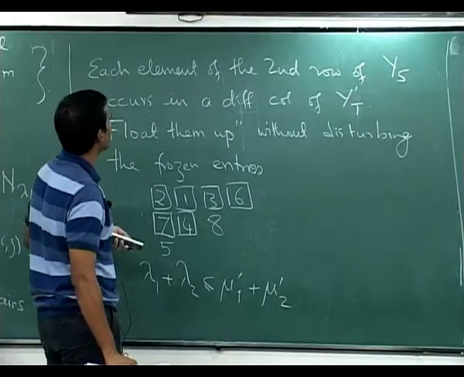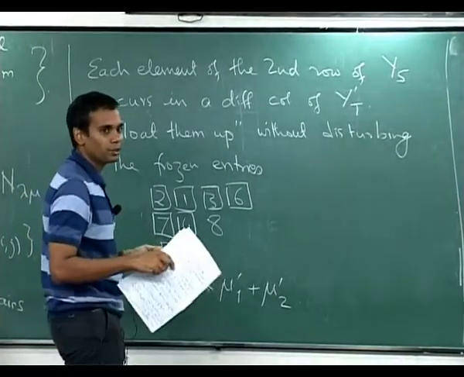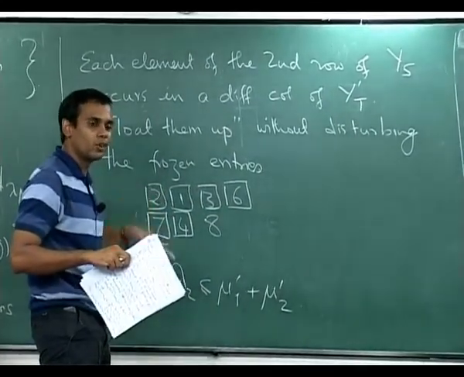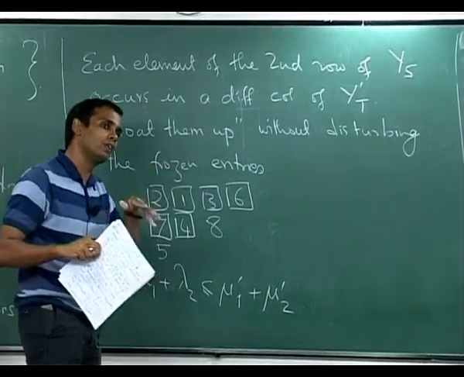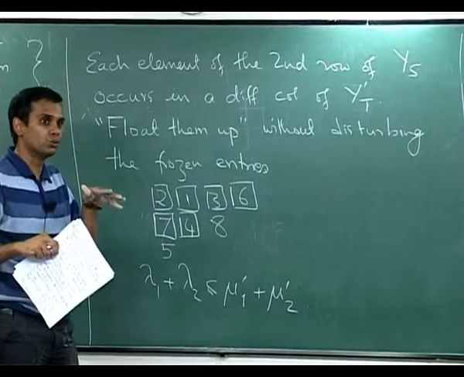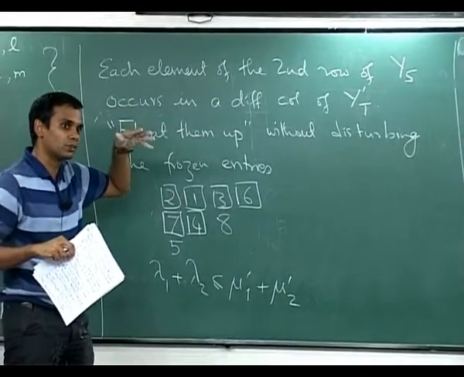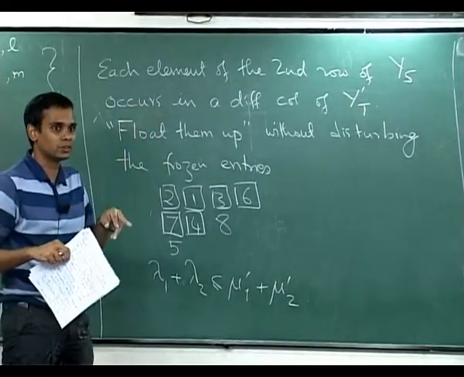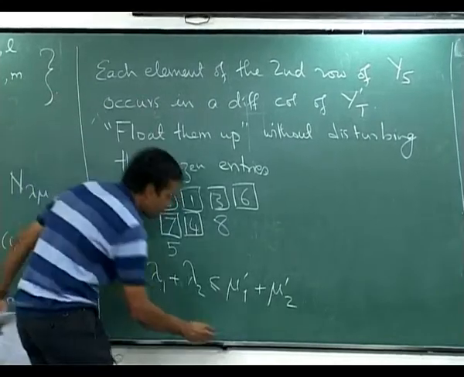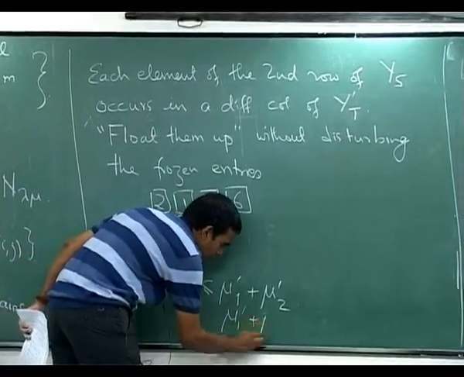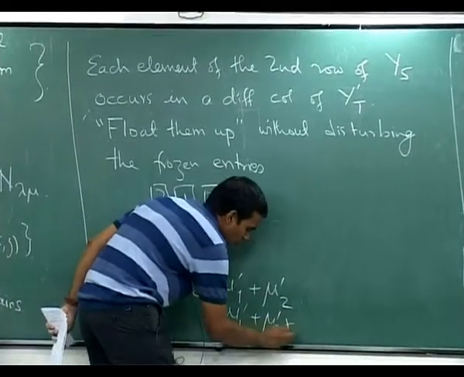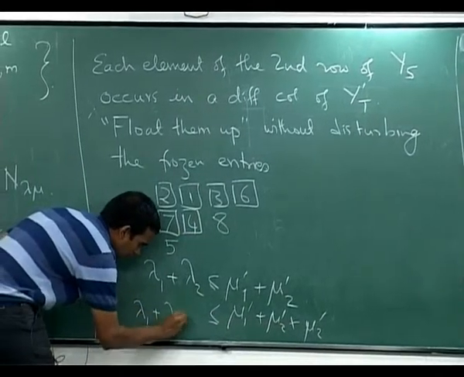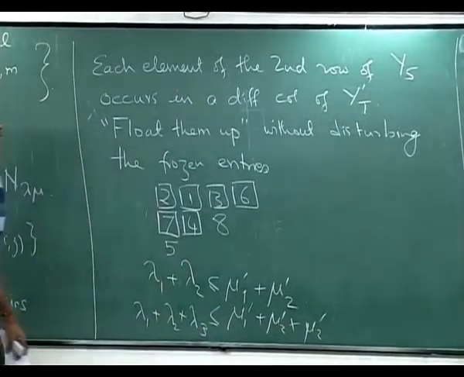Now, you take the third part of S, each of those elements occur in different columns of T, subject to, you know, not messing around with the frozen parts, you float each of those up. Now, they would come to rest below an element of S2, which would be below an element of S1 or in the first row. Or they could come to rest below an element of S1 or they could be in the first row. In any case, they will be in the first three rows. So, there is enough space in the first three rows to accommodate S1, S2 and S3. So, that just translates into this condition and so on.